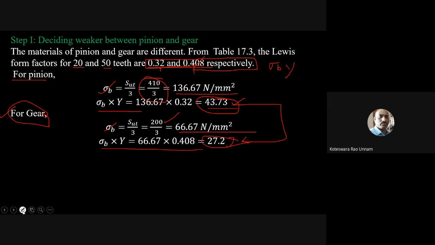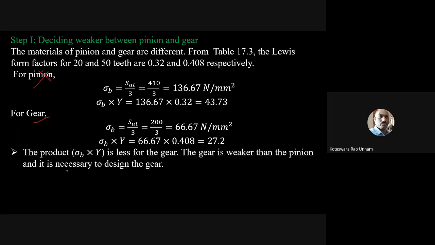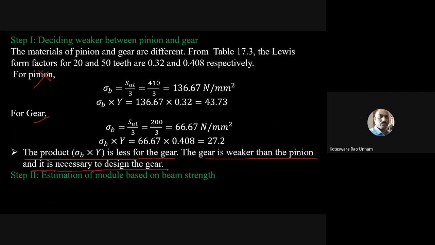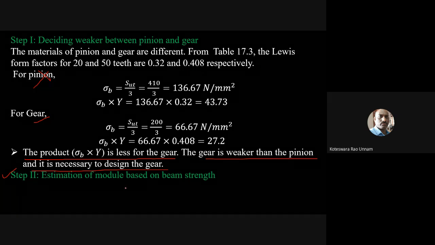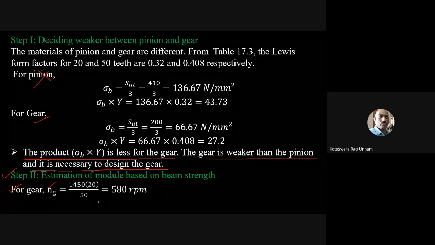So that means you need to design the drive based on the gear, not based on the pinion, because the gear is the weakest one here. The product of sigma B into Y is less for the gear, so the gear is weaker than the pinion, and it is necessary to design the gear. Design means we need to estimate the module. For that, speed of the pinion and number of teeth on the pinion and on the gear are given. Using those relations, we can find out the speed of the gear.